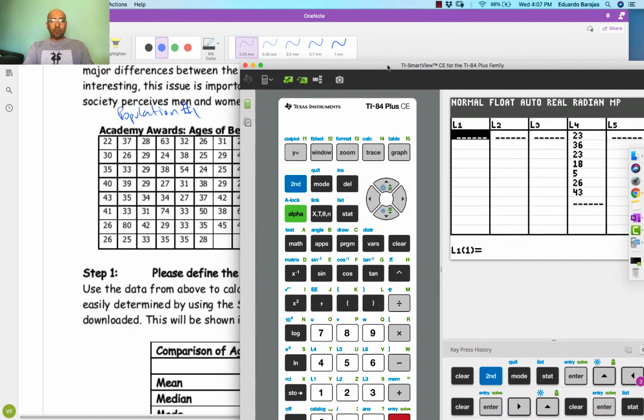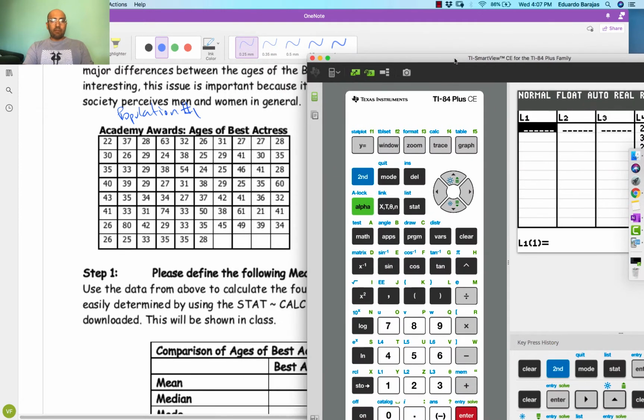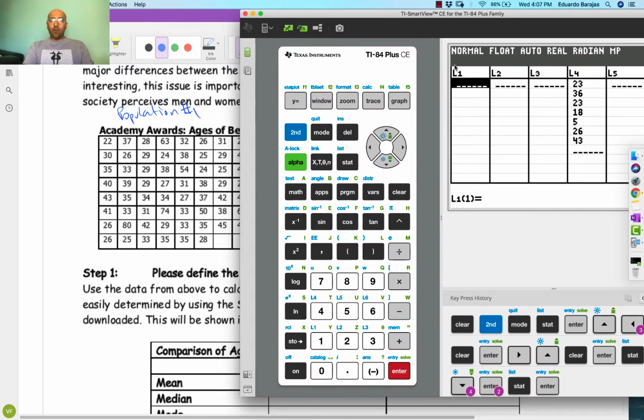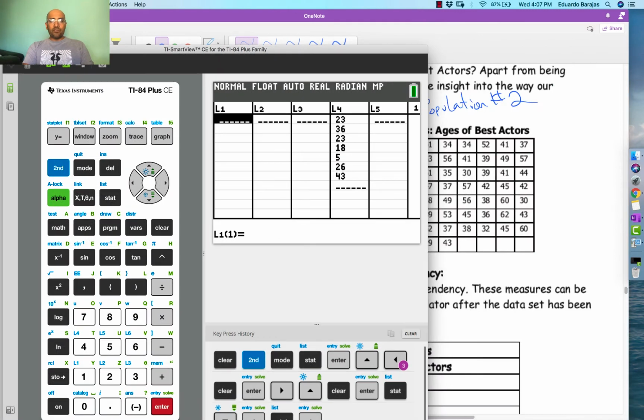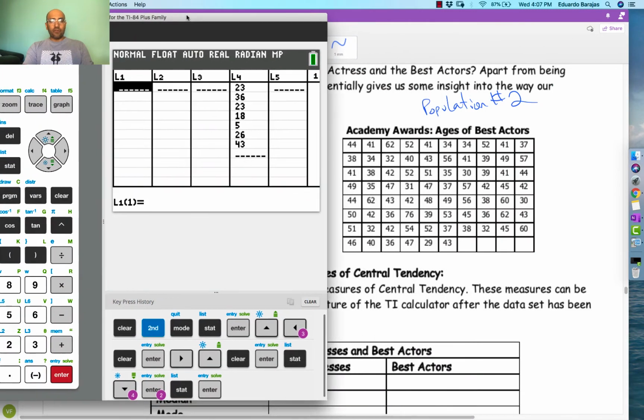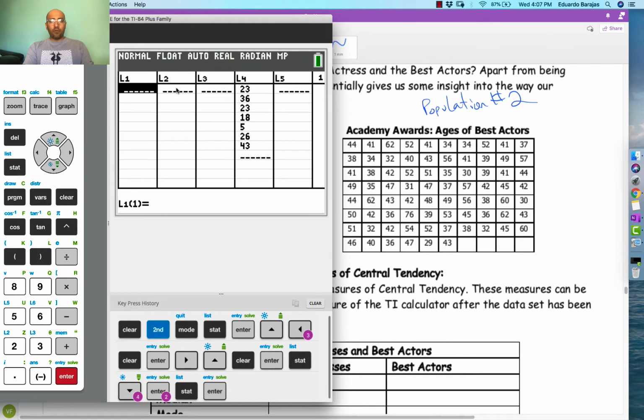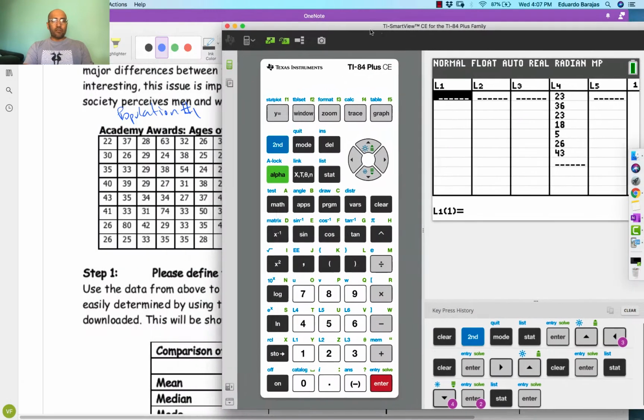I want to list the first one, matching it up with population 1, and this is best actress. I want one giant list. I don't want to recreate this table on here. I just want one single long list that has all of these values. And then over for list 2, I want to put all the actors. So 44, 38, 41, all the best actors go onto this list. Okay, so I'll get started on that.